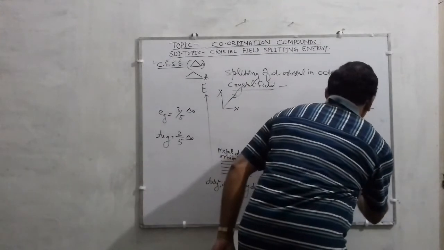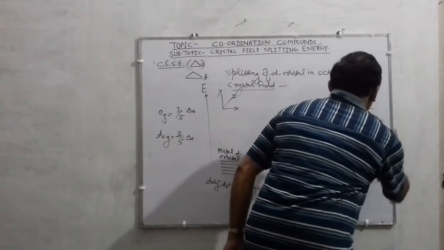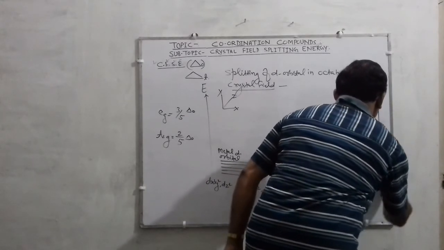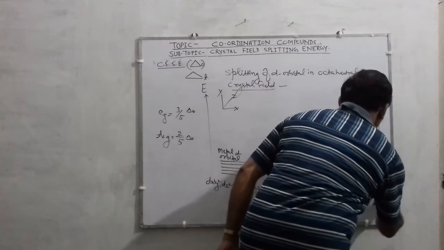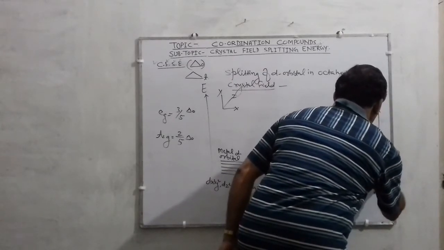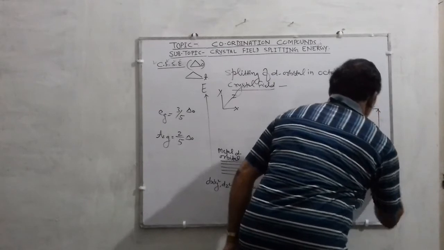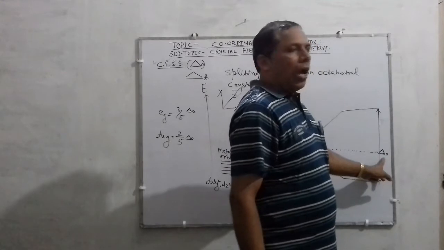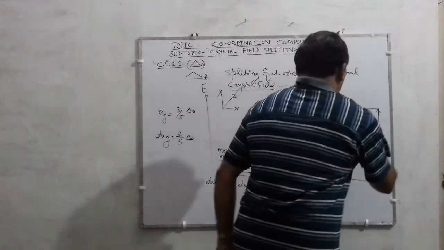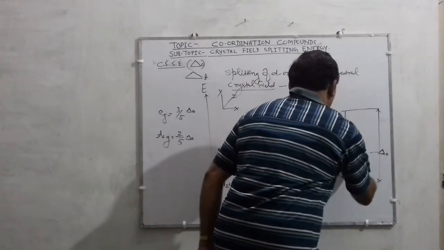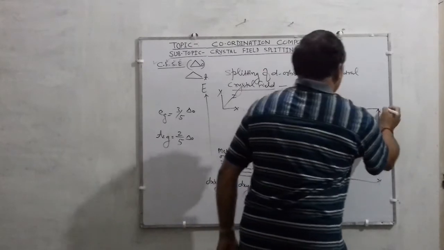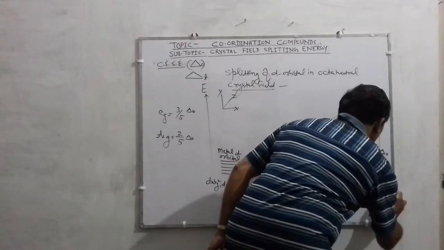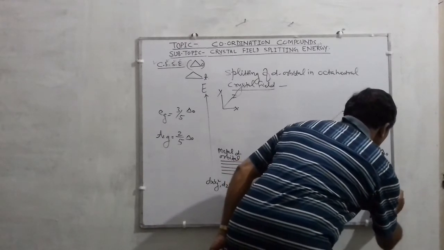So this is your delta zero, meaning the crystal field splitting energy in an octahedral crystal field, and this one is called Eg and this is called T2g. Must remember these two points.